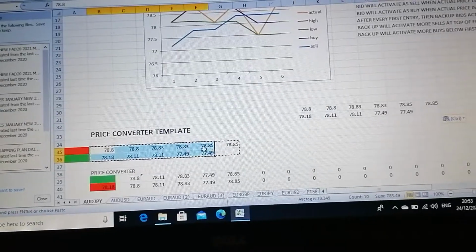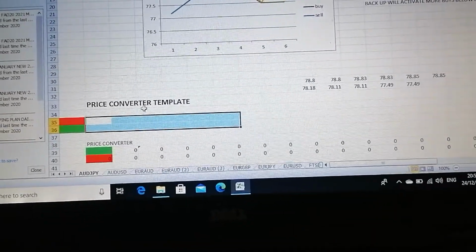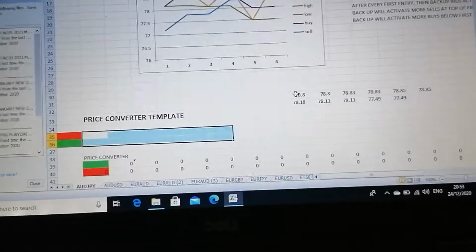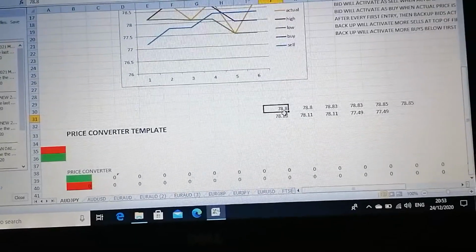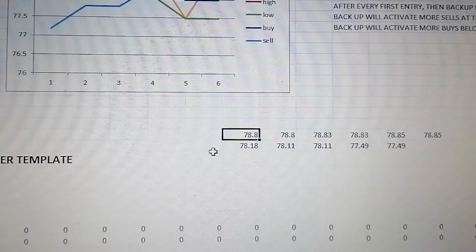Now let's assume that no data is here. You can see the price converter down, there is no information. Now these are the data. How do I get this data? This data is a result of the movement of the price market.